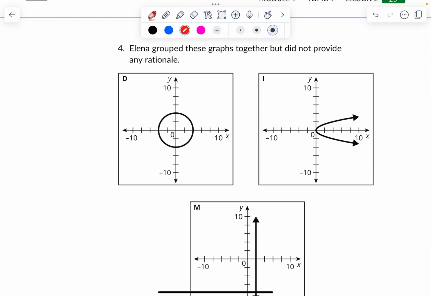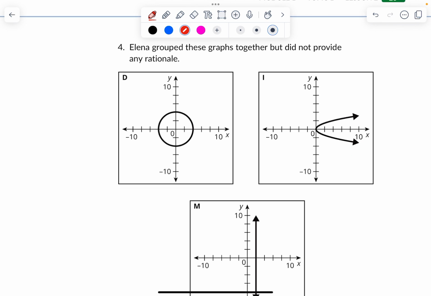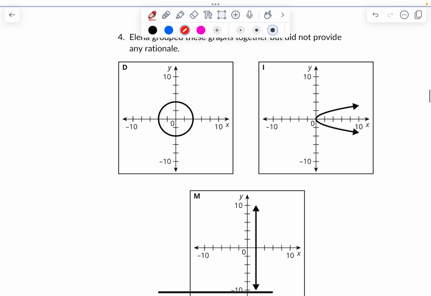Okay? Elena put these 3 together. She did not provide a rationale for why she put them together. But I'm going to go ahead and remind you of something that you were supposed to have learned last year. And this is the concept of the vertical line test. I'm going to see if I can do this with my pen. I'm not sure I can. I'm going to draw myself a vertical line. And now I'm going to see if I can move that line. I'm going to try anyway.